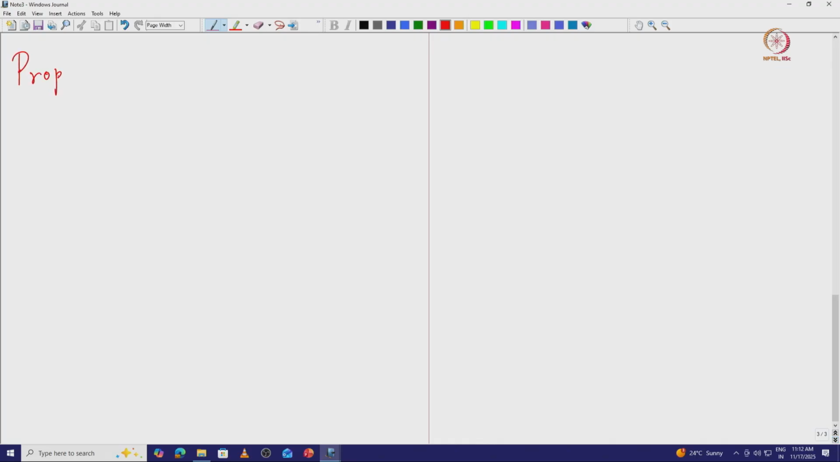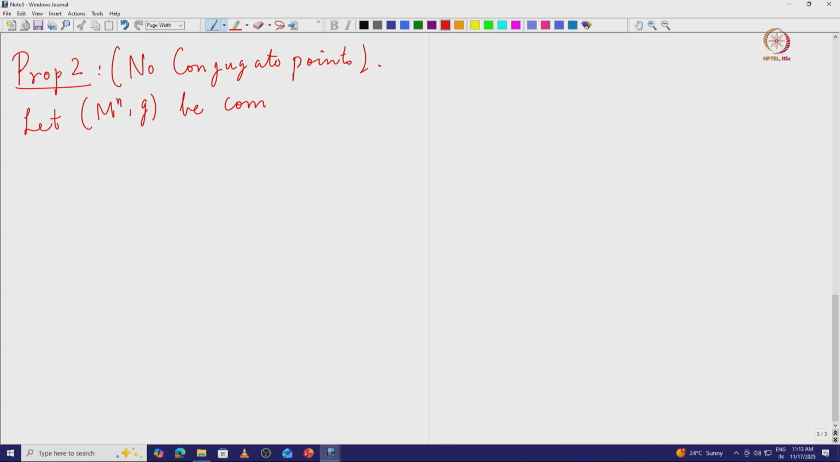Alright, the second key ingredient is this proposition on there being no conjugate points. So the no conjugate points proposition, okay. This says the following: let M and g be complete with non-positive sectional curvature, then M has no conjugate points.